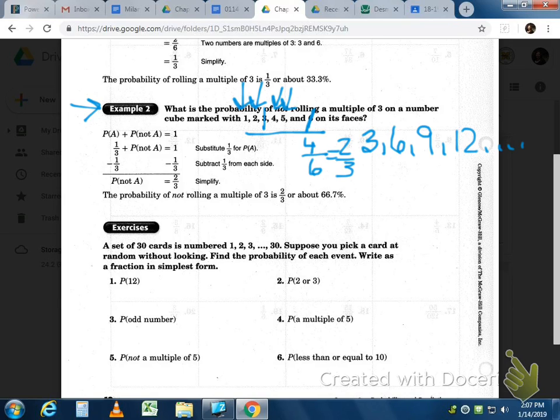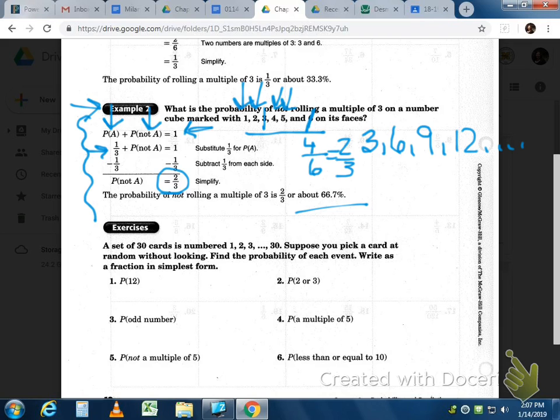Now, they're showing you something different right here. The probability of something plus the probability of the opposite adds to 1. So if the probability of being a multiple of 3 is 1/3, if you subtract that from 1, you would get 2/3. The probability of not rolling a multiple of 3 is 2/3. It would also be 100 minus 33.3%, which is 66.7%.